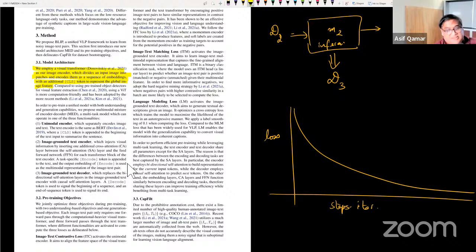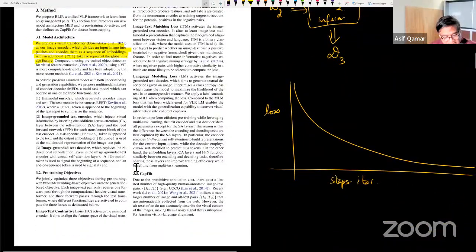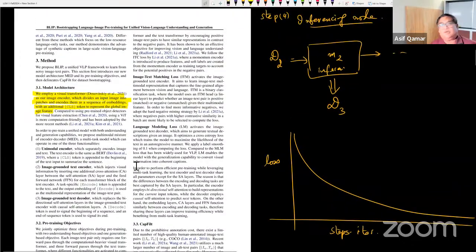Image grounded text decoder. Also, decoder is the second part of the thing, right? Which replaces the bidirectional self-attention layer in the image grounded text encoder with the causal self-attention, etc. So all of these are big words. Let's go and look at it. First, let's look at the three loss functions. Image text contrastive loss, you have already encountered, right? It's your standard CLIP kind of a thing.